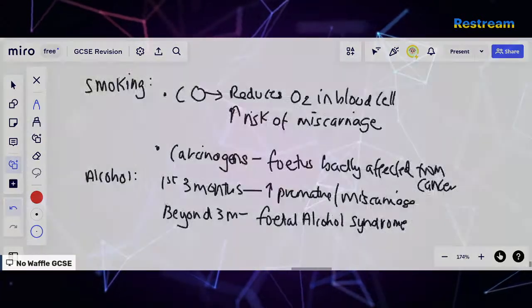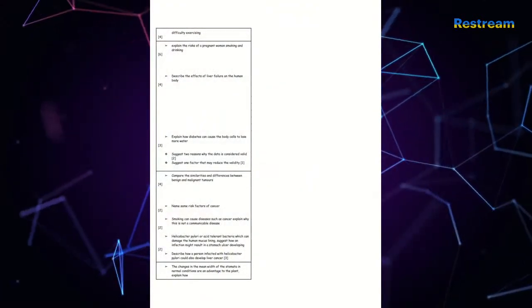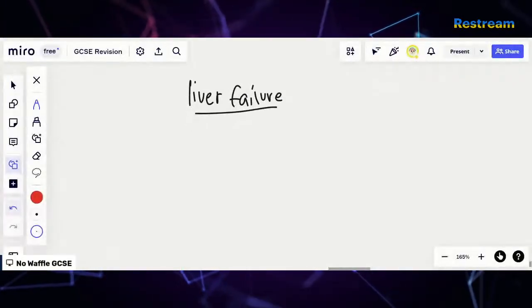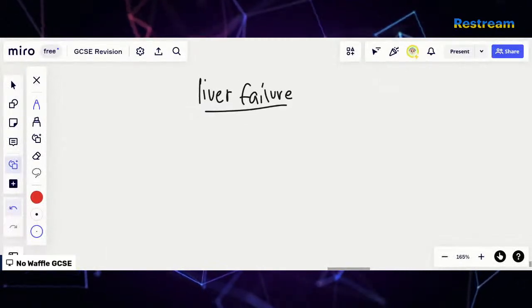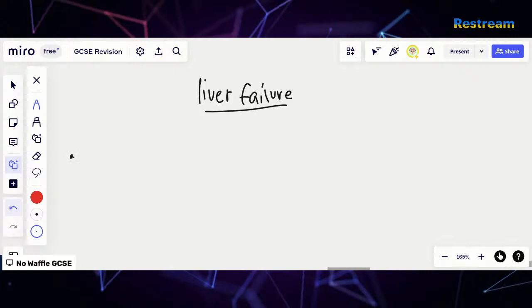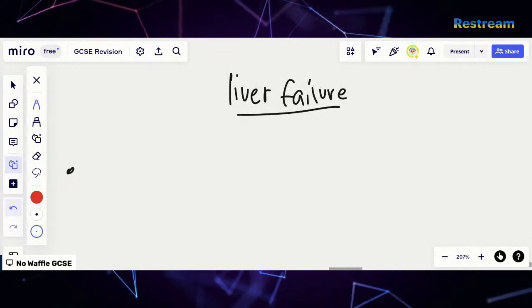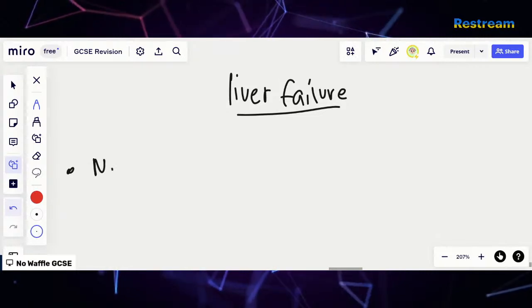Now let's move on to the next question, which is describe effects of liver failure on the human body. Okay, so let's look at liver failure. First of all, this is to do with a lot of different topics combined, a bit of homeostasis and a bit of this. So, firstly, we can say no bile is produced.